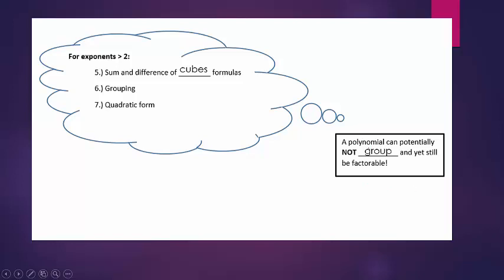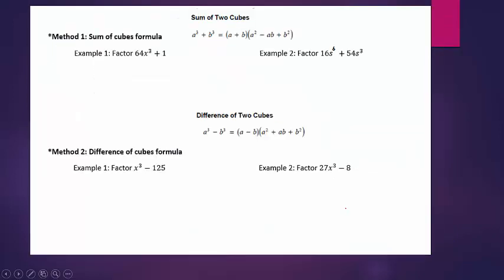I have a little note here because we're going to see this happen in one of our examples, that a polynomial could potentially not group, but yet it still could be factorable. So if you try grouping and you don't get anywhere, it doesn't mean, oh, it's not factorable. It just means you're going to have to use a different approach. So in my next video, I will go ahead and begin by showing you guys how to use the sum and difference of cube formulas and talk a little bit about cubes.